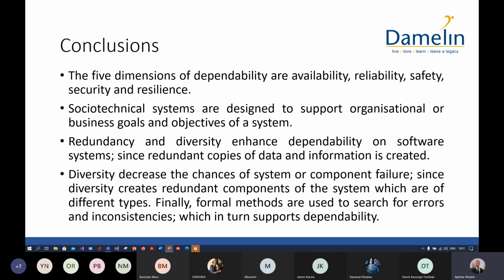Redundancy and diversity enhance dependability in a software system since redundant copies of data and information are created. That's also part of the dependable process. So diversity decreases the chances of a system or component failure, since diversity creates redundant components of the system, which are of different types. Finally, formal methods are used to search for errors and inconsistencies, which in turn supports dependability.